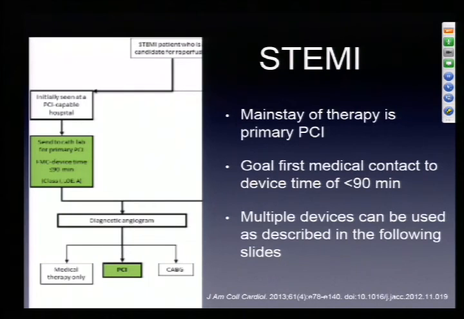So really the mainstay of therapy is primary PCI. The time-is-muscle algorithm is really still the mainstay of treatment for acute myocardial infarctions. And like I said, the goal time is less than 90 minutes, although we're trying to push that to probably less than 60 minutes as we can on a case-by-case basis. And then, it's time based on a first device. And so we'll talk briefly about the devices because you may be aware of some, you may not be aware of others. And so I think this will be an interesting topic.